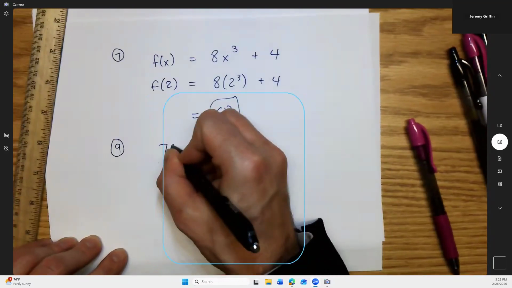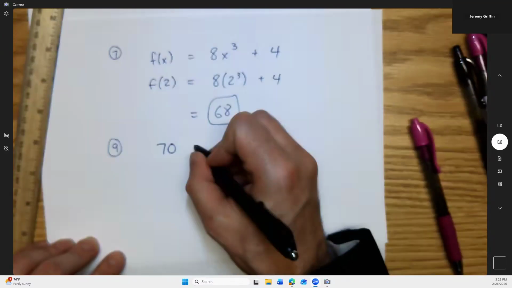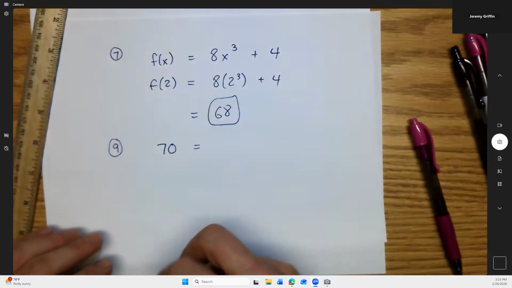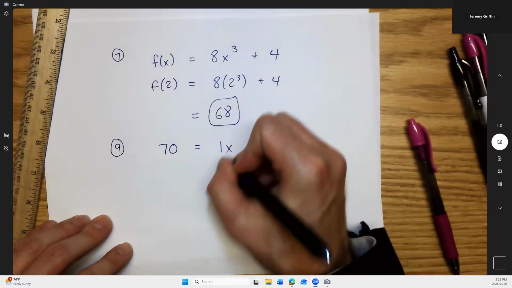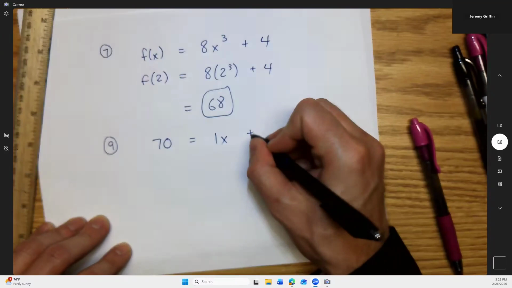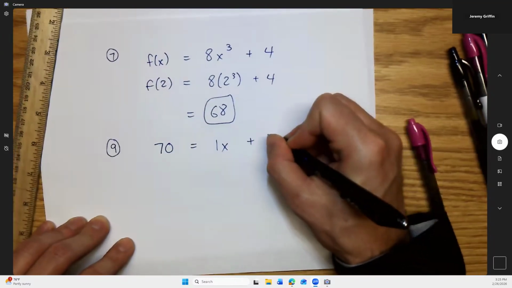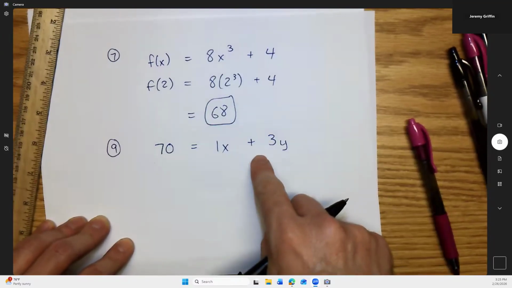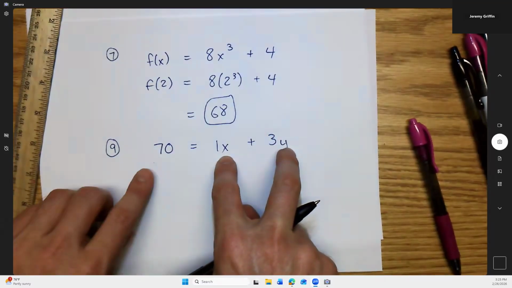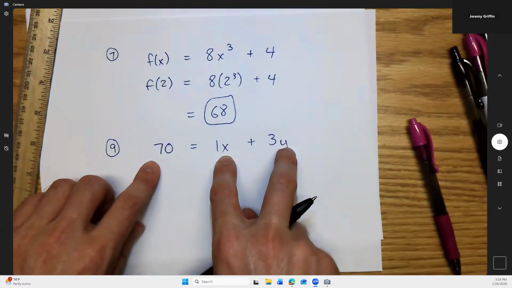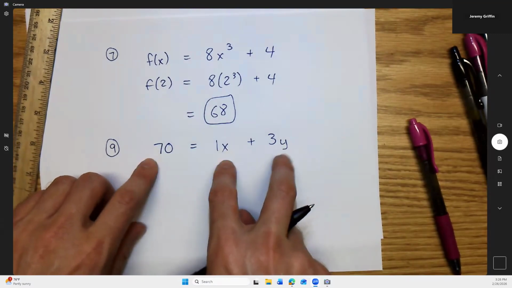So we got to get 70 minutes. So I'll put 70 for 70 minutes equal to. We're going to have x segments that are 1 minute each, so 1 times x, plus y segments that are 3 minutes each. So 3 minutes per segment times the number of segments. These are all minutes, and it has to add up to 70, right? It says exactly 70. This should be the answer.